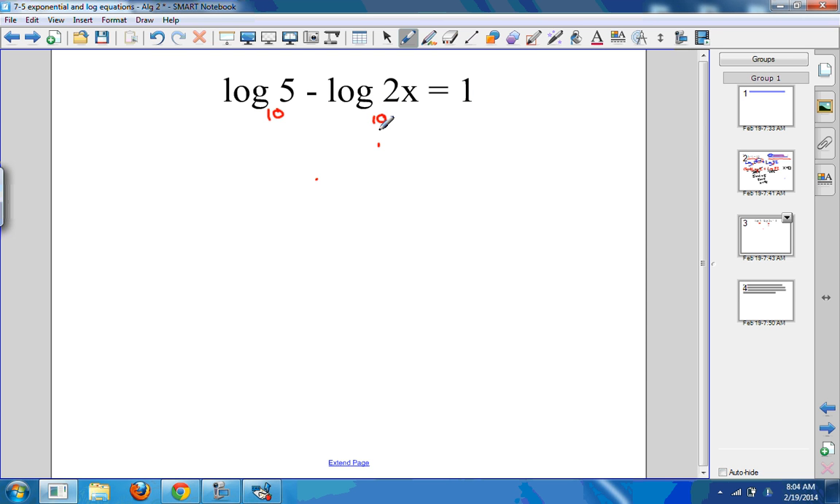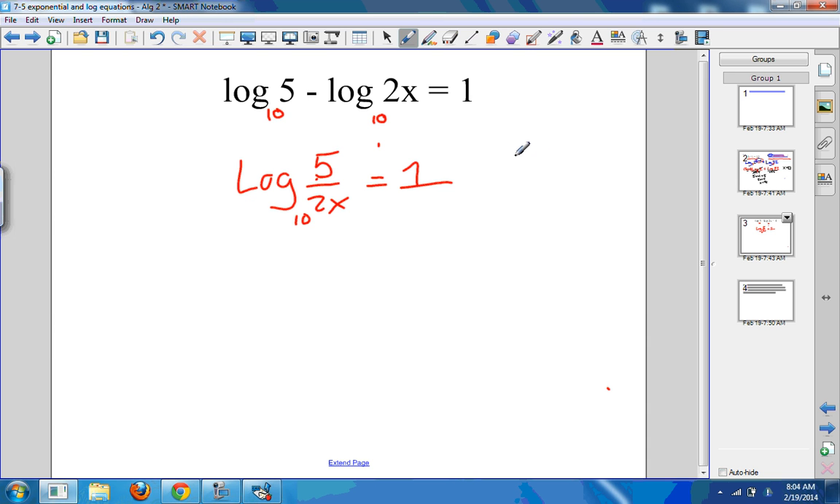And if we have subtraction, we can change this to log 5 over 2x is equal to just 1, not 10, is equal to 1. And this is log base 10, right? Now I can change this to exponential form.